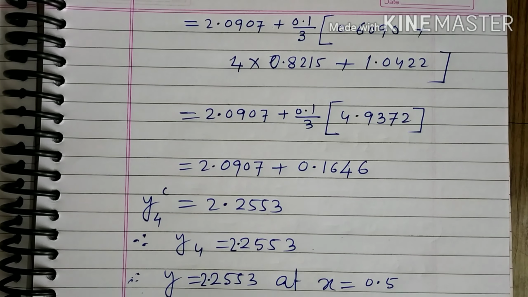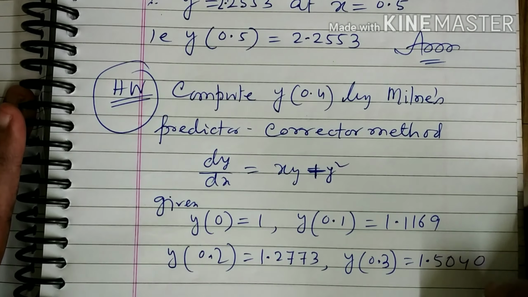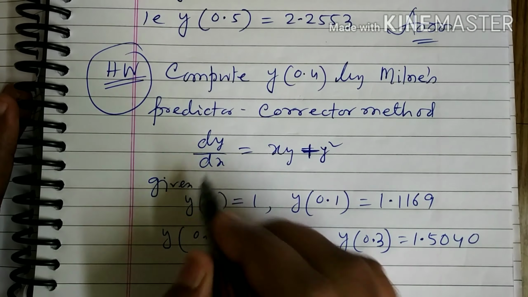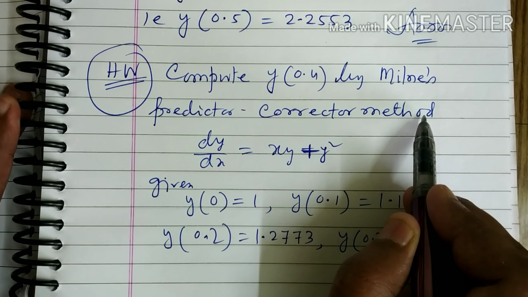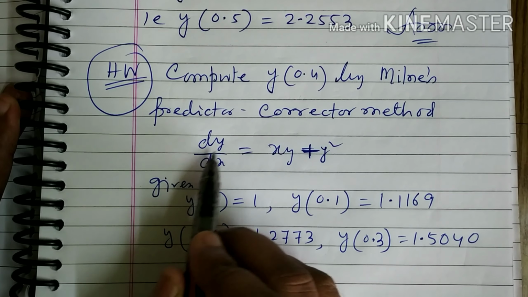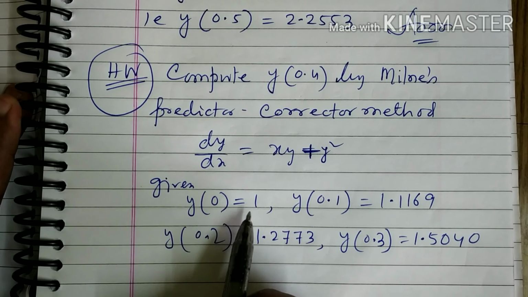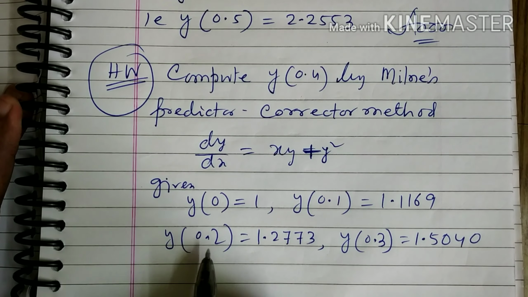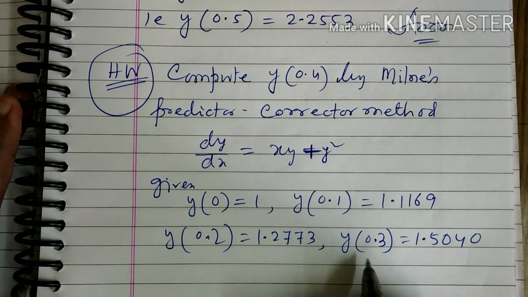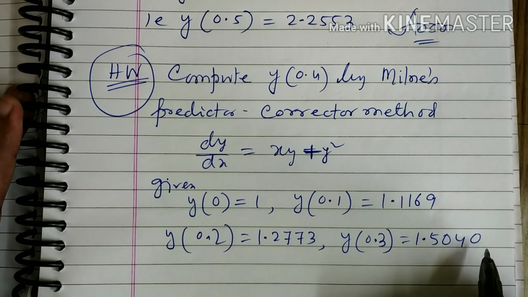If the process is clear, I want to give you one home task so that you can check your knowledge. Compute y at x = 0.4 by the Milne-Simpson predictor-corrector method, where the ordinary differential equation is dy/dx = xy + y^2, with initial conditions y0 = 1, y(0.1) = 1.1169, y(0.2) = 1.2773, and y(0.3) = 1.5040. After solving, you should send it to my WhatsApp number.